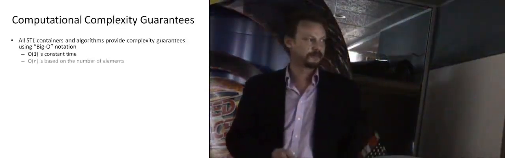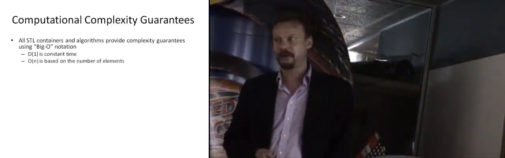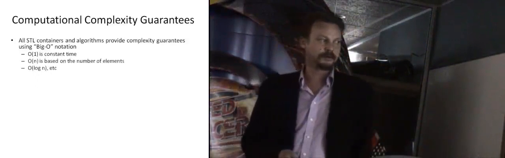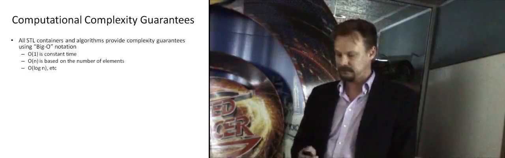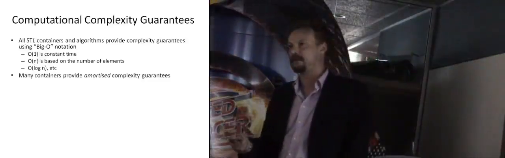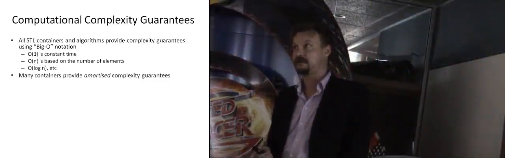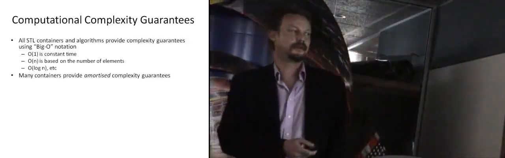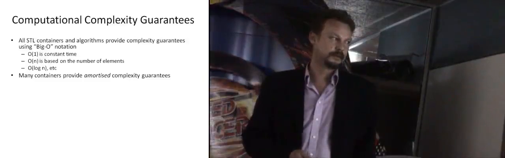Constant time, time based on the number of elements under question, and time based on the logarithm of the number of elements under question, and so on. I mean, you'll get n squared complexity as another common one, but I don't know many containers with it. Certainly algorithms will have those sort of complexities, but for the containers, the others are the most typical.